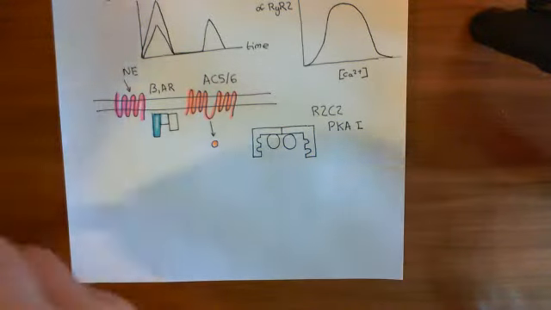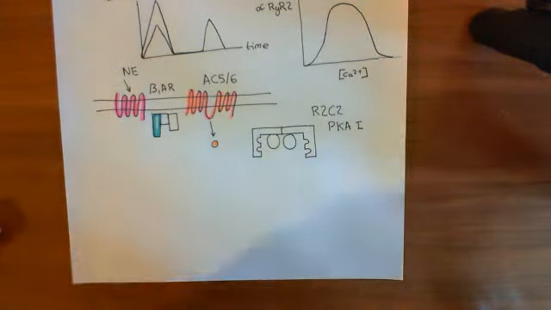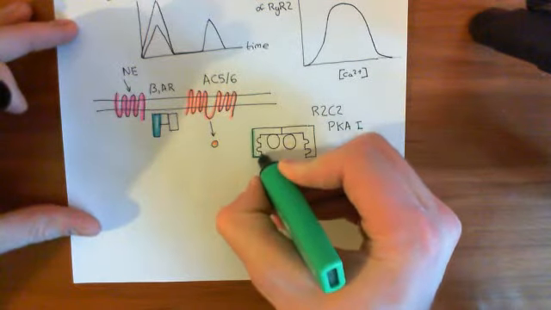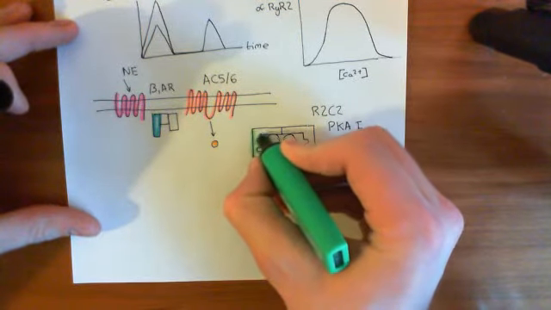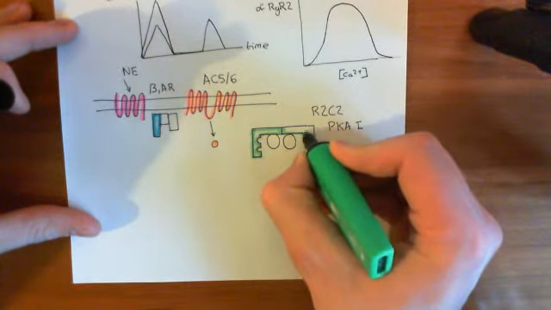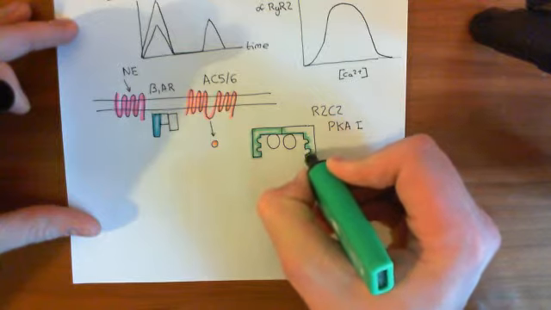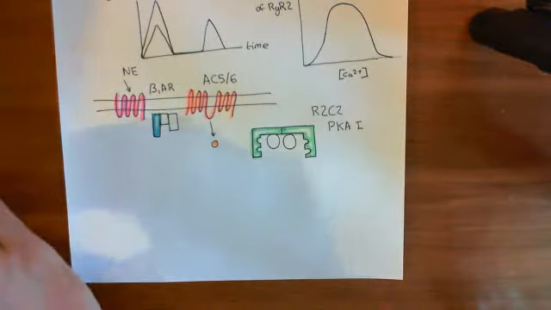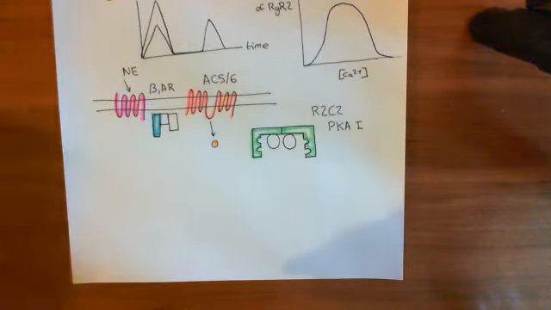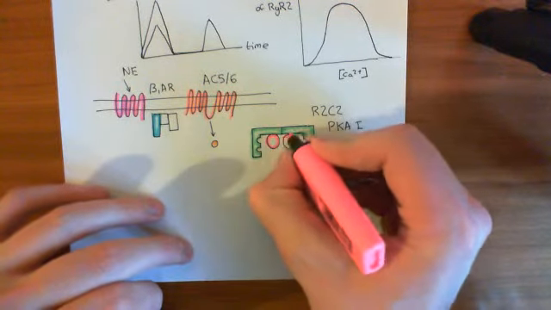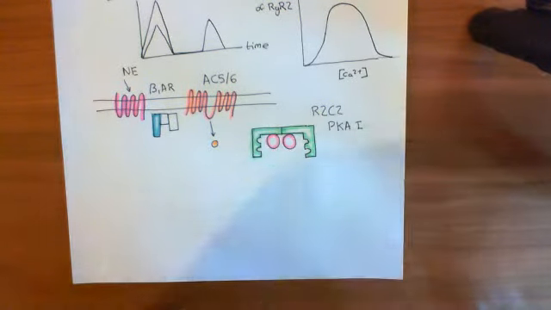Okay, so let me colour this in. So we'll have the R1 regulatory subunit in this bright fluorescent green colour here. And then we'll have the catalytic subunit in, what colour should we have it in? Pink, I think. Okay, so here in pink is the catalytic subunit of the R2C2 complex.